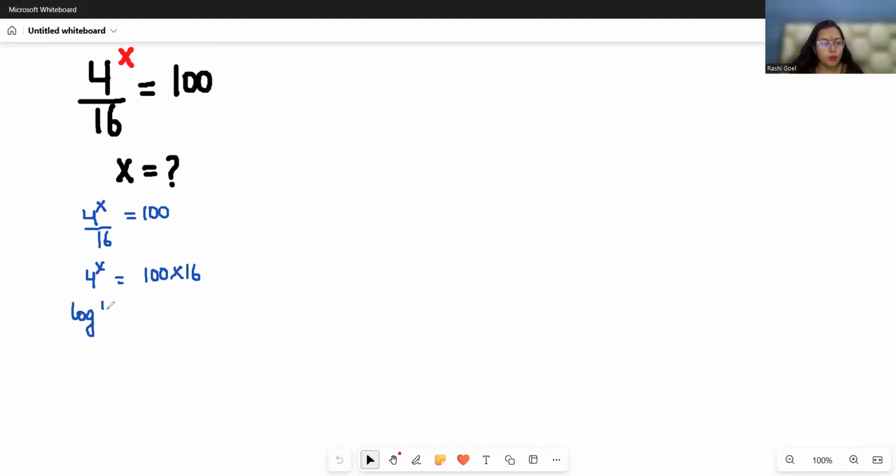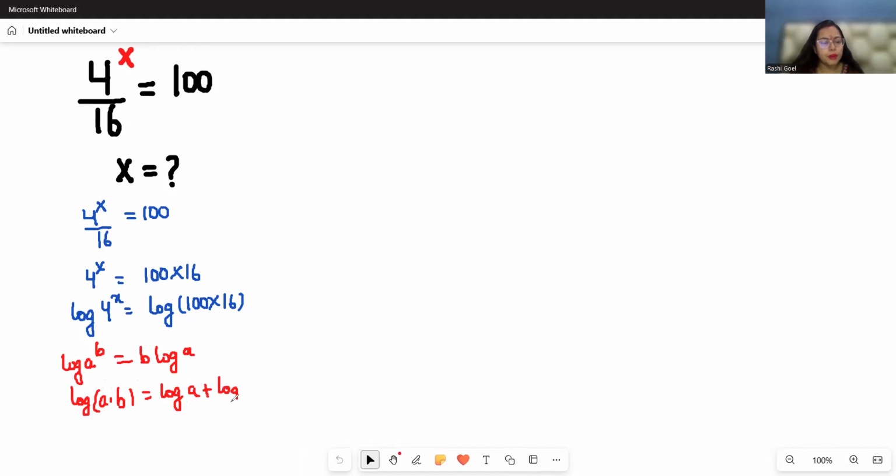Now I am taking log on both sides. So log 4^x = log (100 times 16). So I'm going to use a very famous identity, that is log a^b, we can write it as b log a, and log (a times b) as log a plus log b. So this becomes x log 4 = log 100 plus log 16.